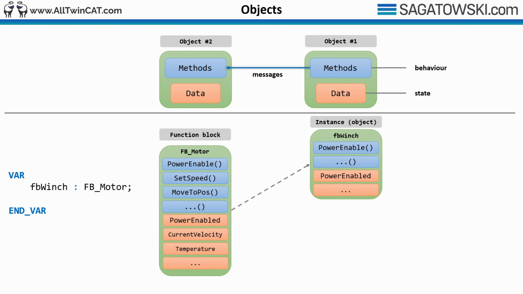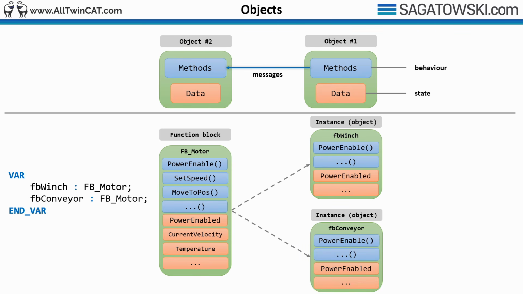This is the object. This object will have all the methods and data variables of the function block fb_motor. Now let's imagine we have a second motor in our machine that we're building. We can again just instantiate another instance of the FB motor. In this case, FB conveyor. Now we have two separate objects which we can use to both control the motors and see the state of them.